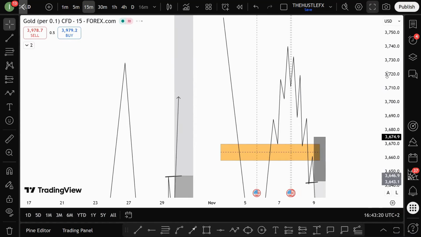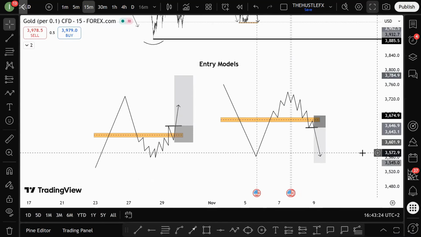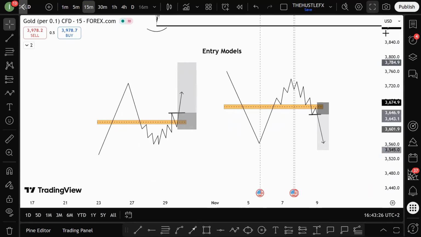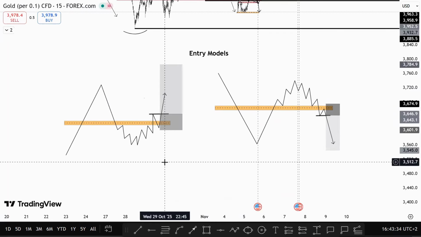So I've created this so you guys can be able to, I was teaching this at Harvard University, the entry models. So we have the entry models in terms of how you can be able to enter a trade.